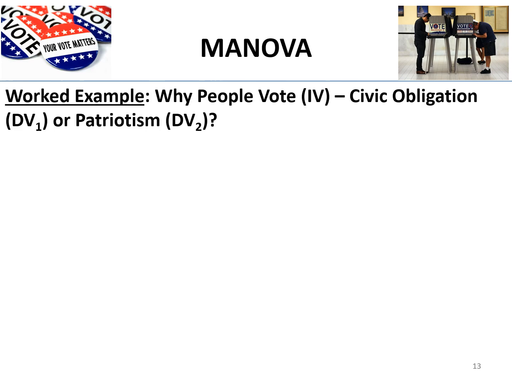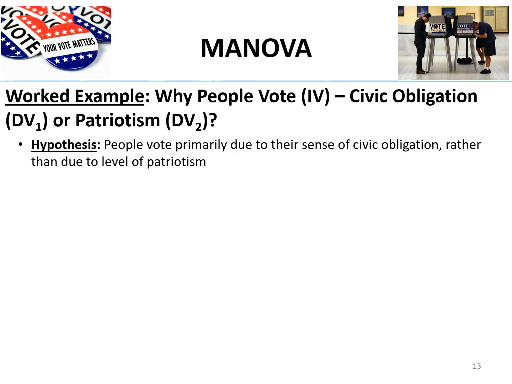So let's go through an example. Let's do the one that we talked about earlier. Why do people vote? Is it civic obligation or patriotism that is most associated with voters and non-voters? So the hypothesis, again, is that people vote primarily due to their sense of civic obligation rather than due to level of patriotism.